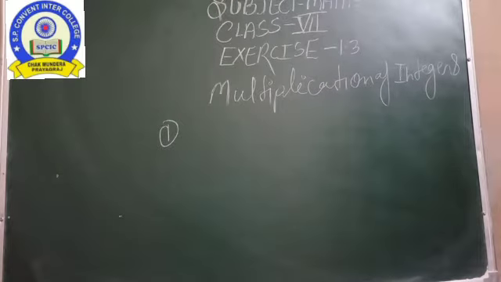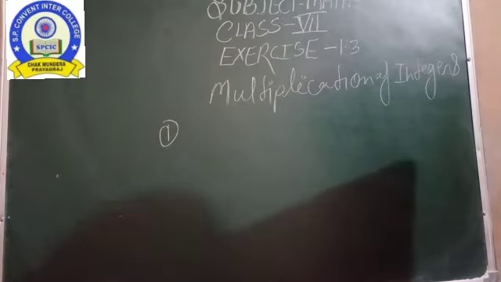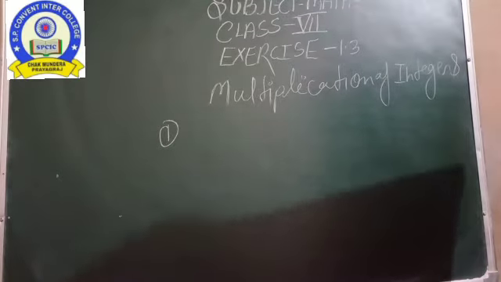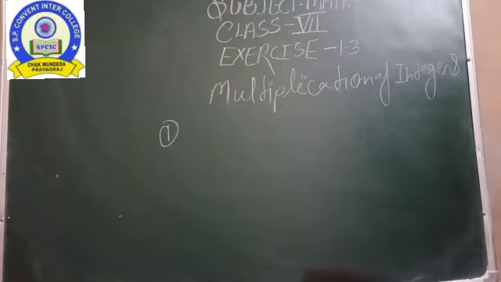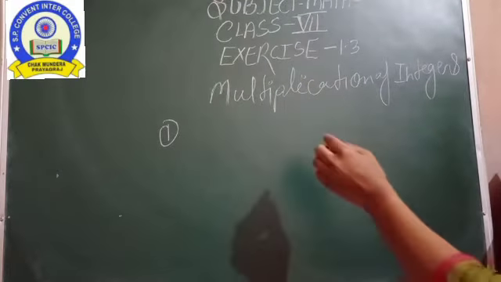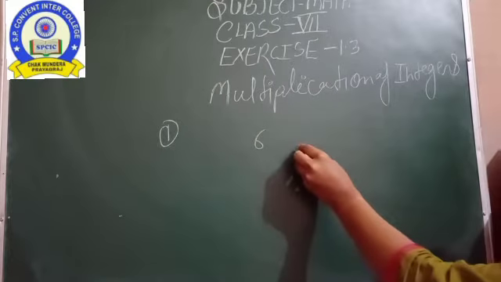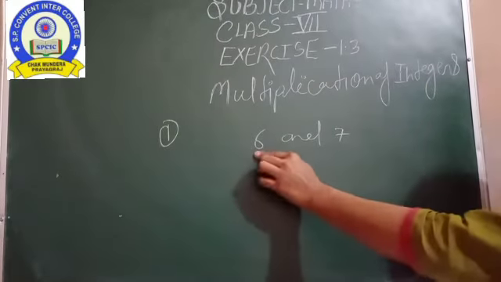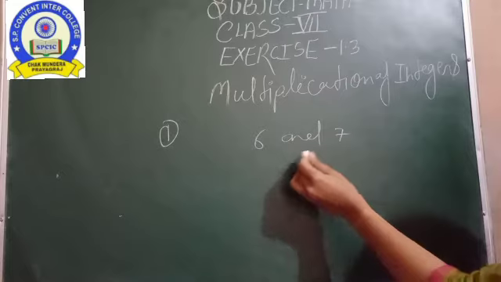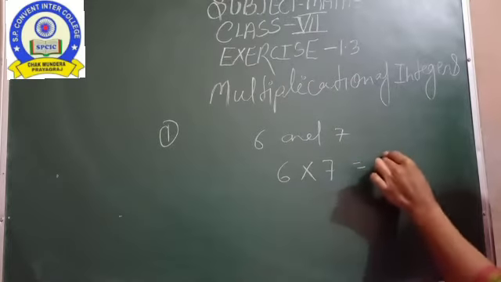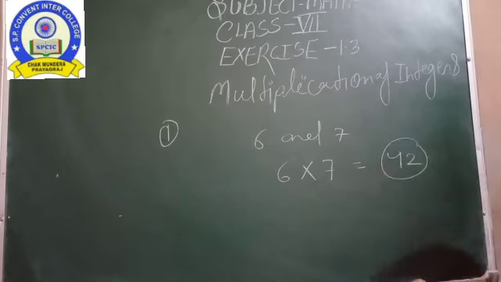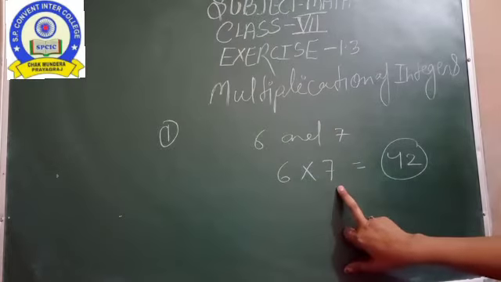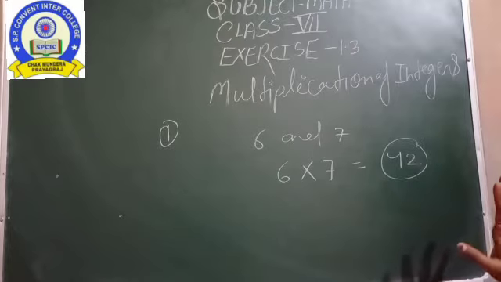First rule is while multiplying two integers having the same sign, the product of the numbers will have a positive sign. For example, 6 and 7. 6 is positive and 7 is also positive. Then multiply, equal to 42. 42 is always positive. It means multiplying two integers having the same sign, the product of the numbers will be positive.